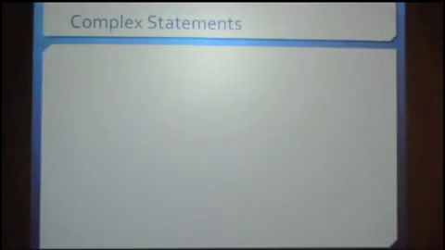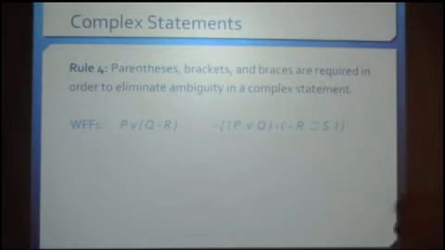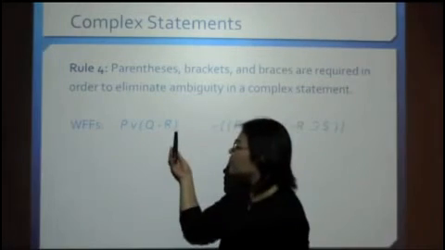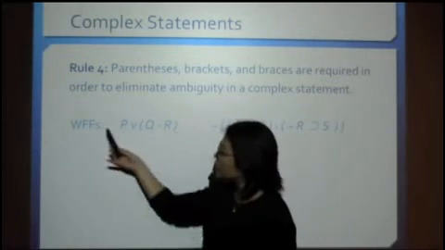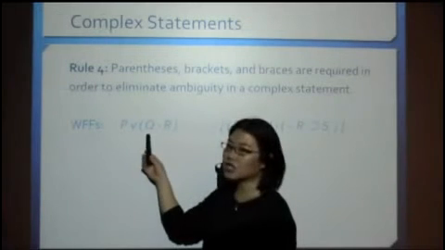Finally, we have the fourth rule, which is that parentheses, brackets, and braces are required in order to eliminate ambiguity in a complex statement. And we've actually already talked about this a little bit in the beginning of this lecture. So here are examples of well-formed formulas that use parentheses and brackets in order to disambiguate complex statements. Let's look at this example here. This example tells us that, number one, this statement is a disjunction. Why?